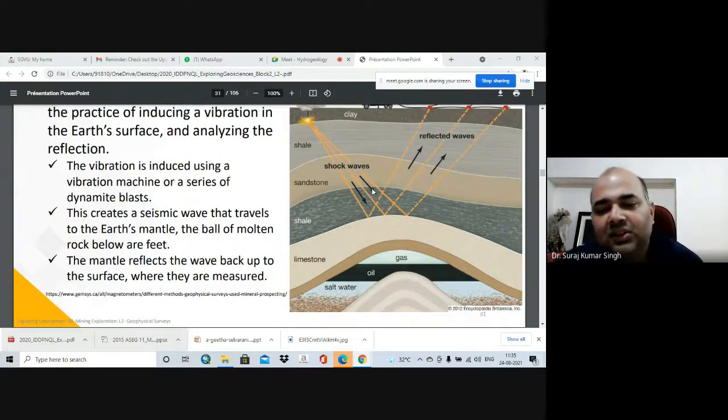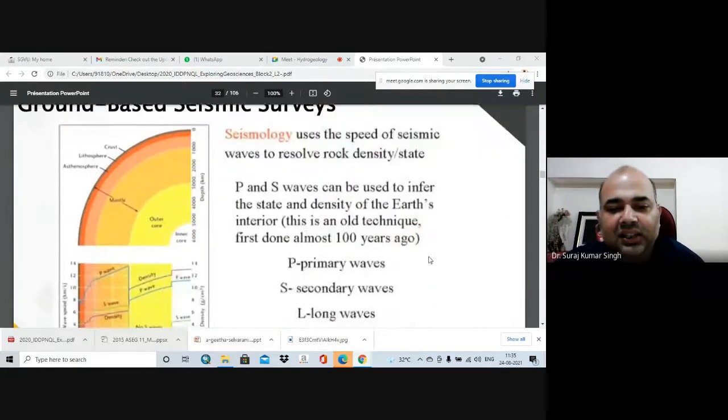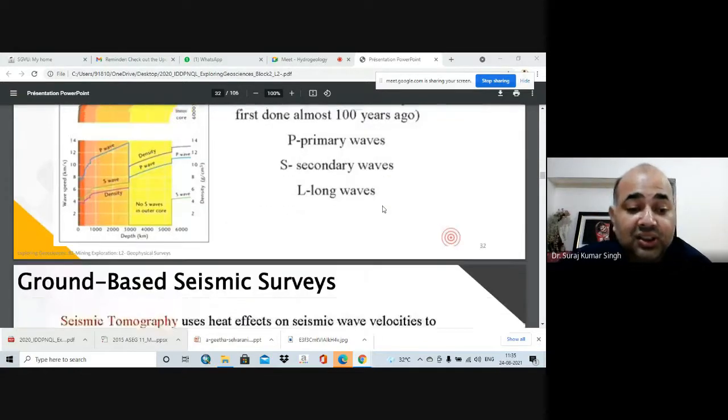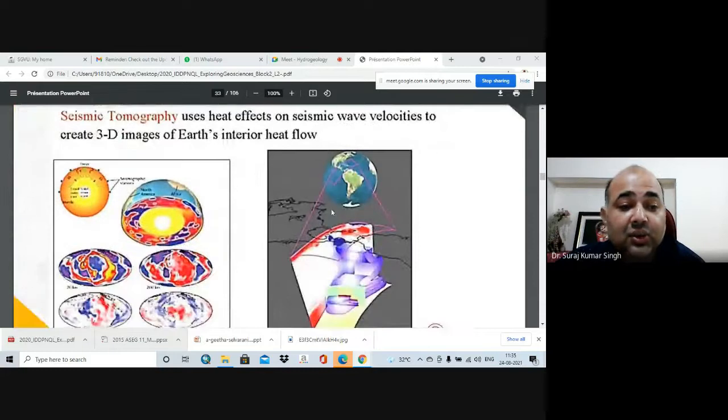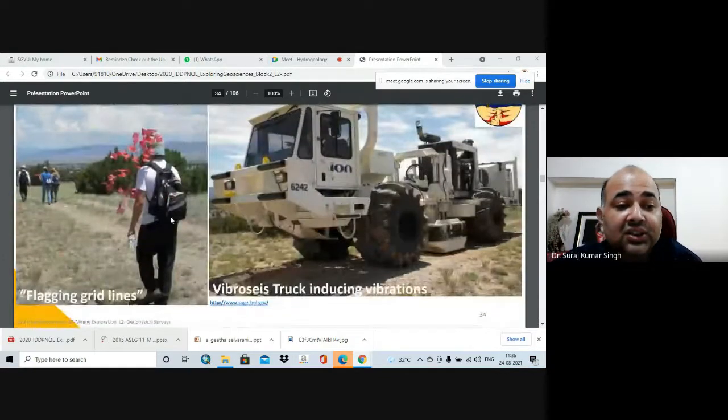Now we know what the different kinds of anomalies are that you will identify. Seismology uses the speed of seismic waves to resolve rock density or state. Various kinds of waves can be used to interpret the state and the intensity of the earth. So you will be using all these to understand the different kinds of 3D composition of the earth, the 3D figures of the earth, and these are the various instruments that are used in the field.